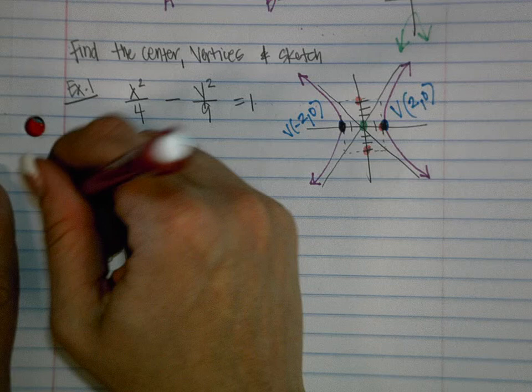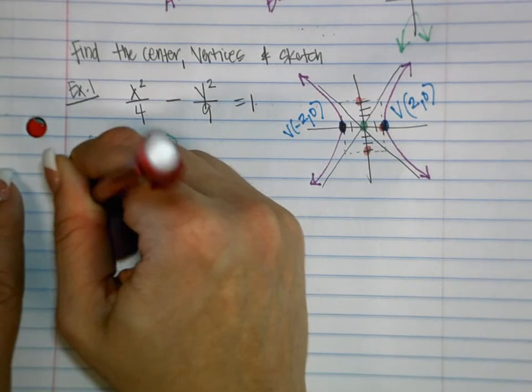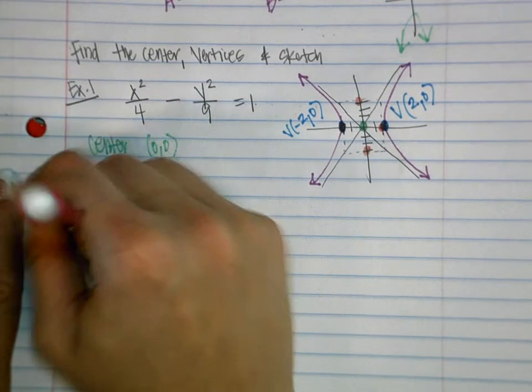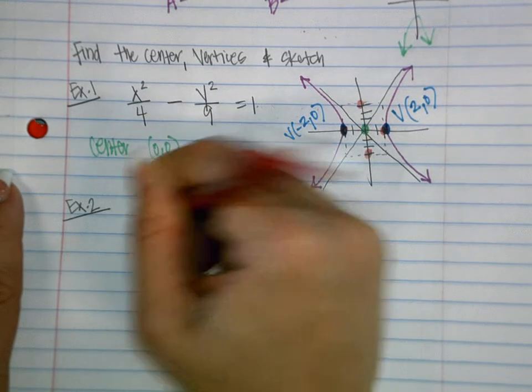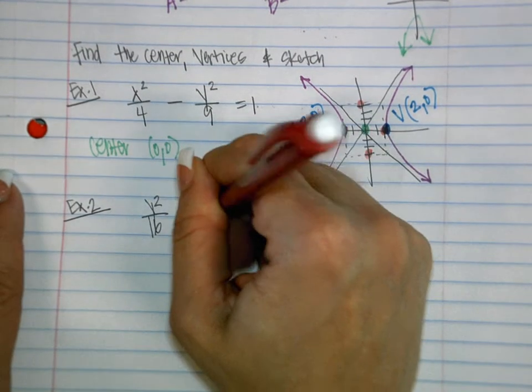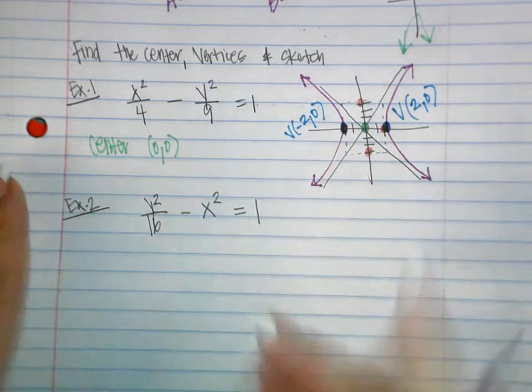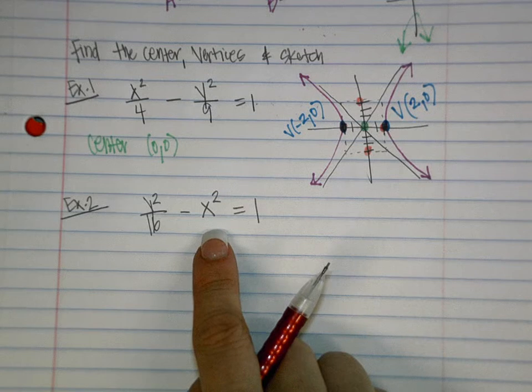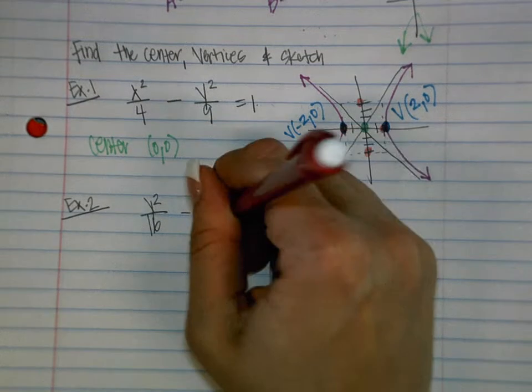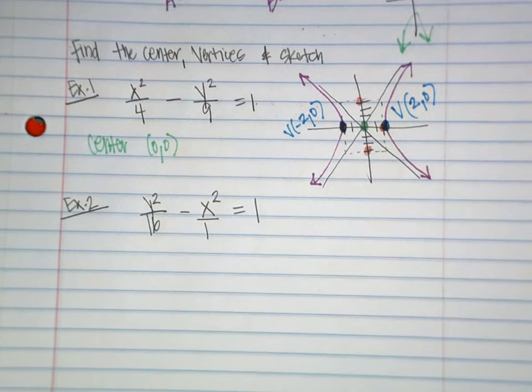Okay, let's try another one. Same thing. I would like you to find the center, vertices, and sketch of y squared over 16 minus x squared equals 1. So first thing we notice here that doesn't look quite right is that there's no denominator. If there's no denominator, what can I really make your denominator? 1. Makes it a little bit easier.